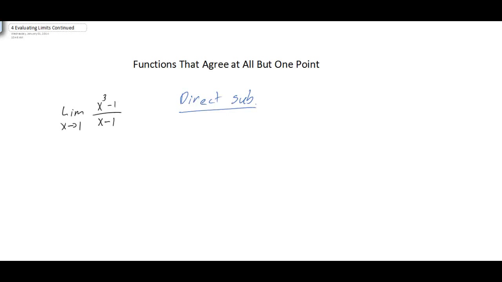what do we end up with? Well, we're going to get 1 minus 1. We're going to get 0 over 0. And when we get 0 divided by 0, this is what we call the indeterminate form. And when we get this indeterminate form, we must rewrite the problem. In other words, from this alone, we're not able to determine the limit. That's going to occur when you get 0 divided by 0.